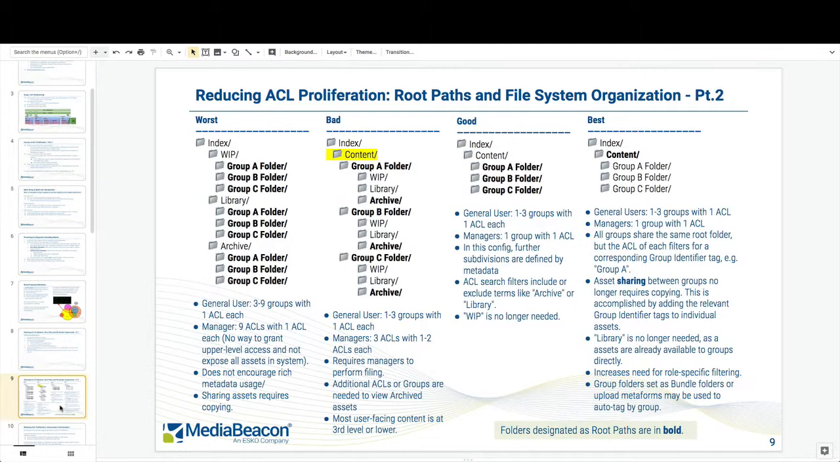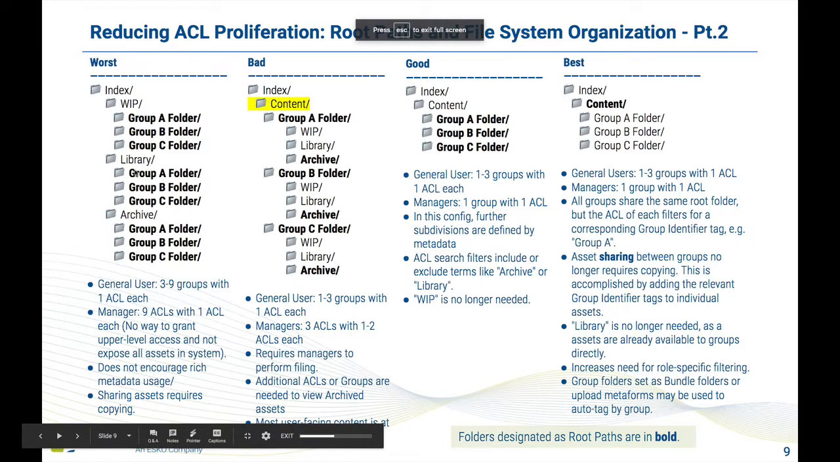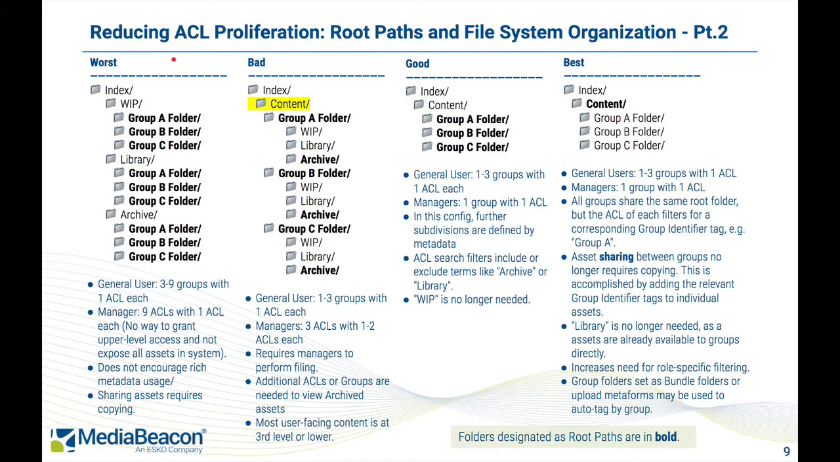And there's a number of ways that we can end up doing that. And I'll make this a little bit larger so we can all see it. There are some bad ways and some good ways to do this. Kind of the worst way to do it is to separate by asset status. So works in progress, a library folder, and an archive folder, and have redundancy on each of those levels.